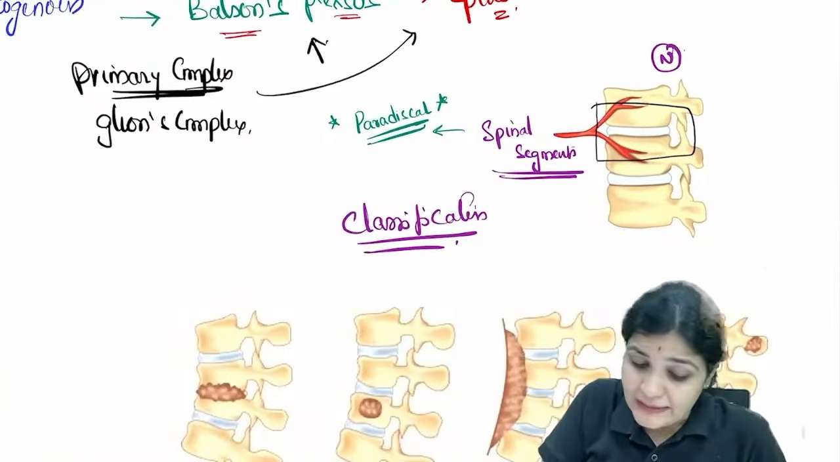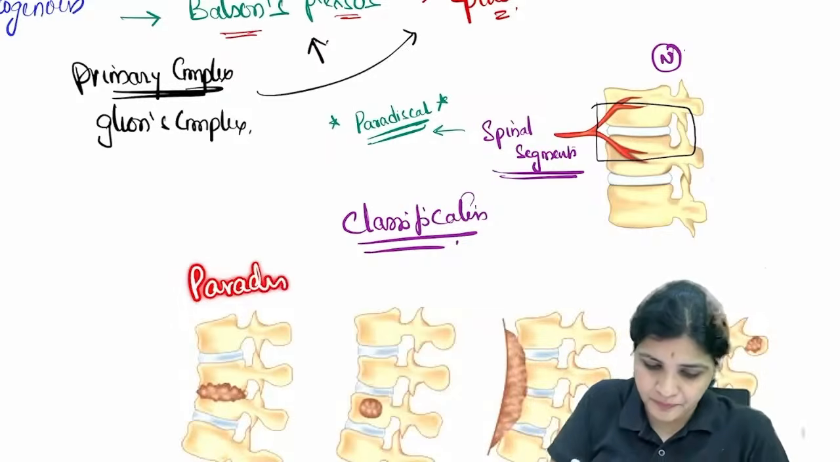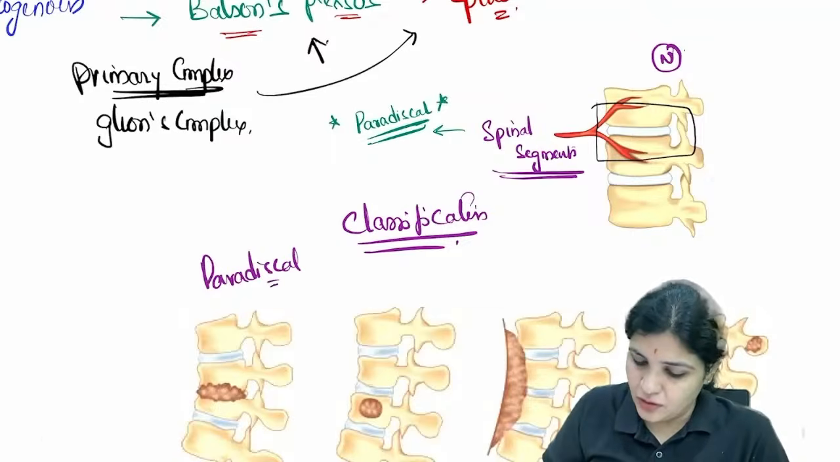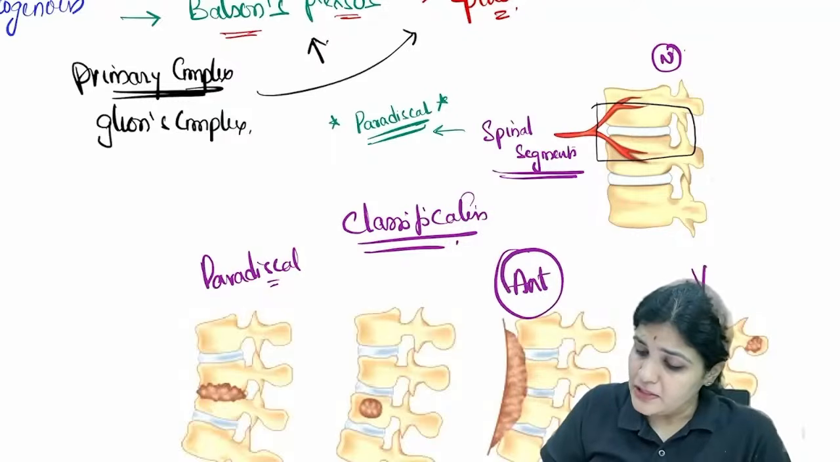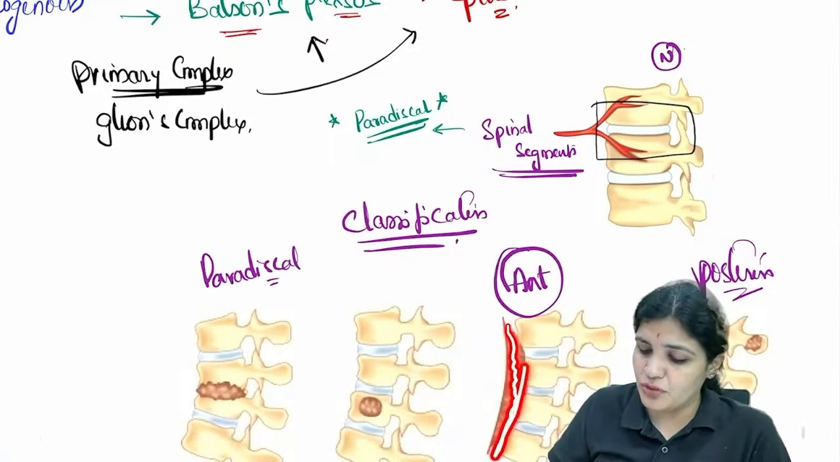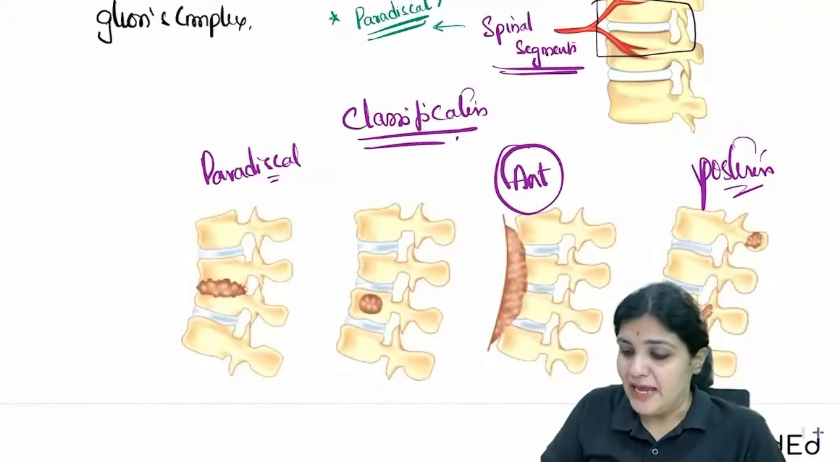Then what are the other types? So this is the paradiscal, what I was talking about. So this is the paradiscal or in and around the disc, and this is your anterior type. This is your posterior type. So if you remember, the anterior type is this, where the spread is on the anterior aspect of the vertebral body. So this is the anterior type, and this is the posterior.